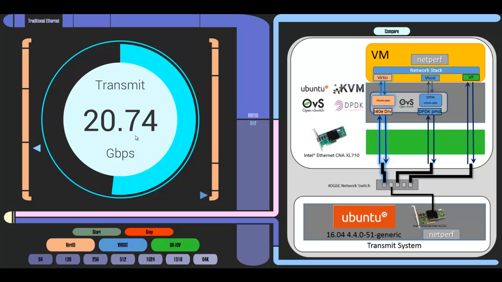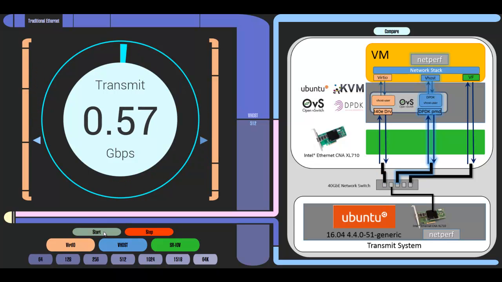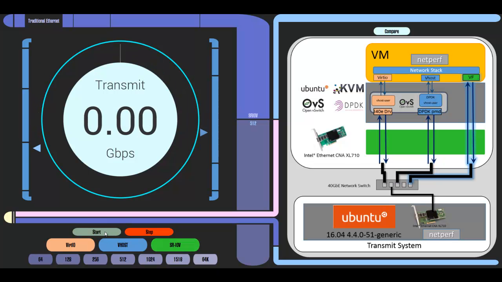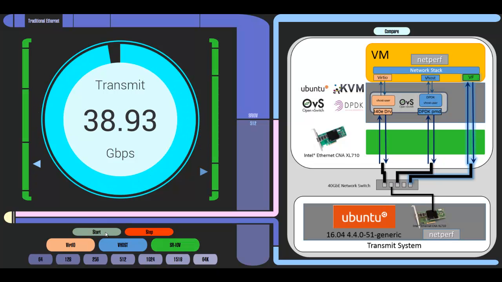You're getting 20 gigs here on your OVS, on your VirtIO. So now if we go to the OVS DPDK, we're getting 13 gigs. So that's pretty decent. And SR IOV, we're transmitting at basically line rate at 512 bytes. We're doing 39 gigs. Again, these are not optimized interfaces. It's just an apples to apples kind of comparison.